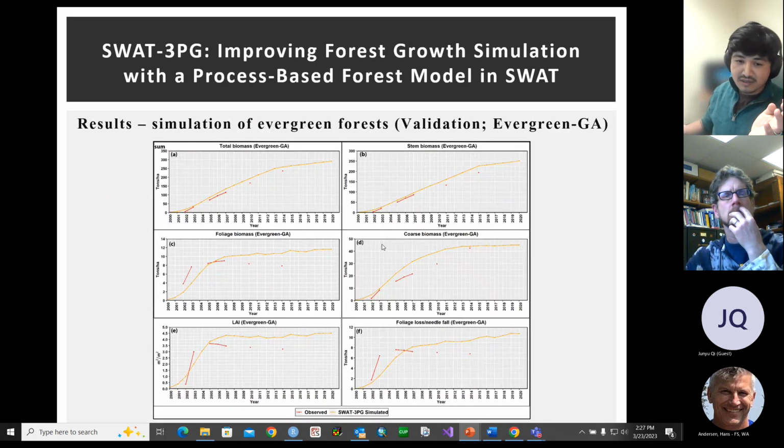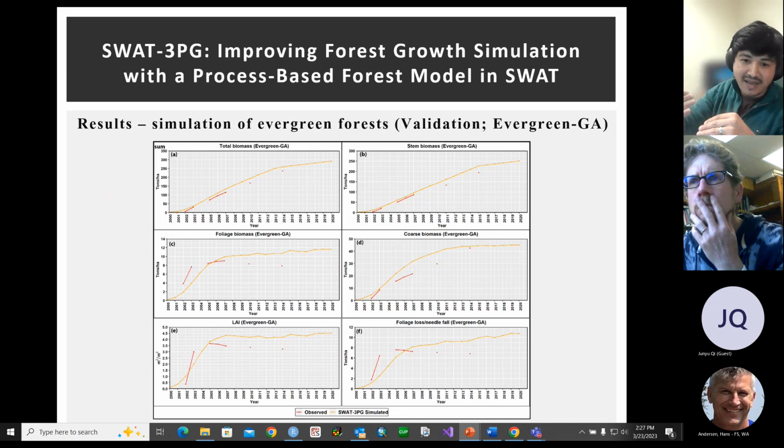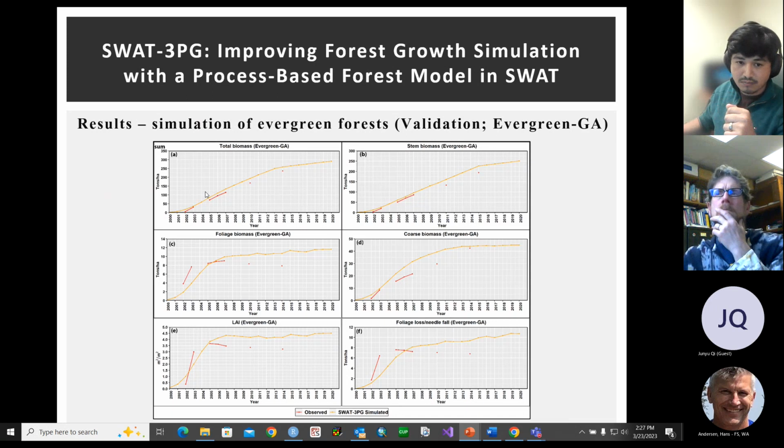And this is looking at one of the validation sites. We can see that without any further calibration, just using the forest parameters that were calibrated at a site that's different environmentally, the model was still able to at least temporally capture the trends, right? And even the magnitude in some aspects, of the different components again: the biomass, foliage biomass, LAI, coarse biomass, and all those components.